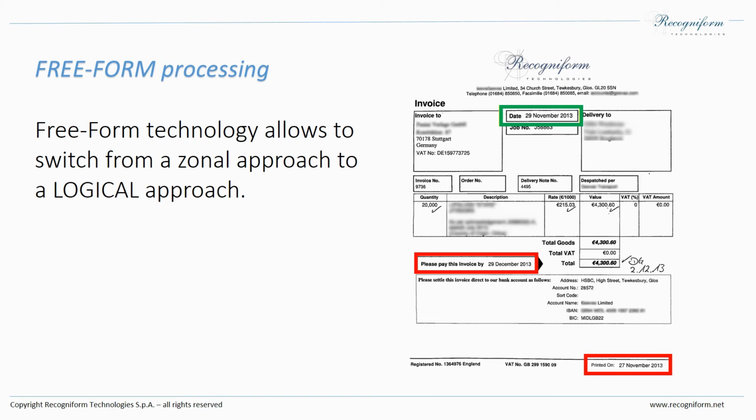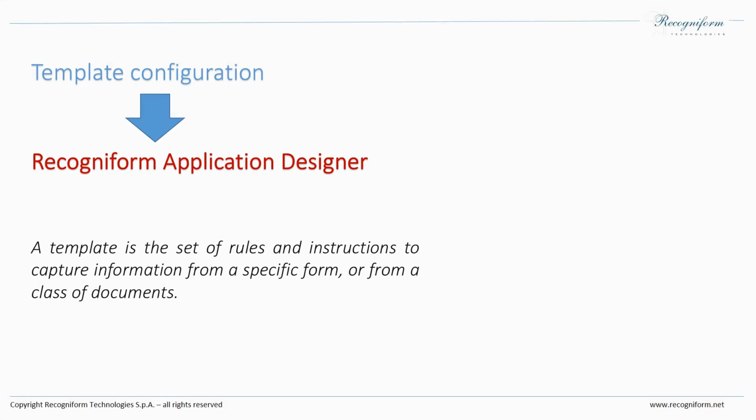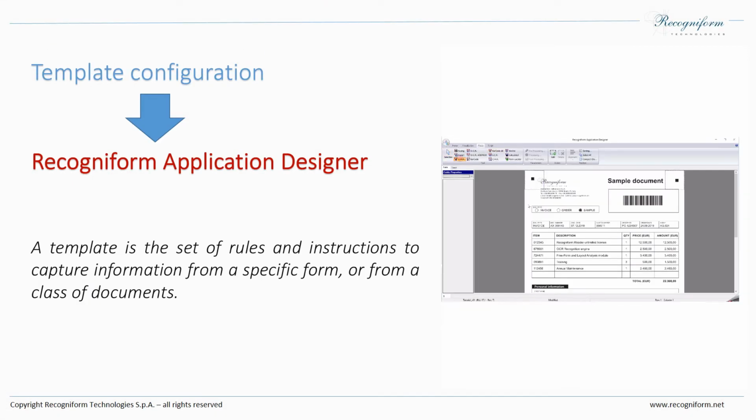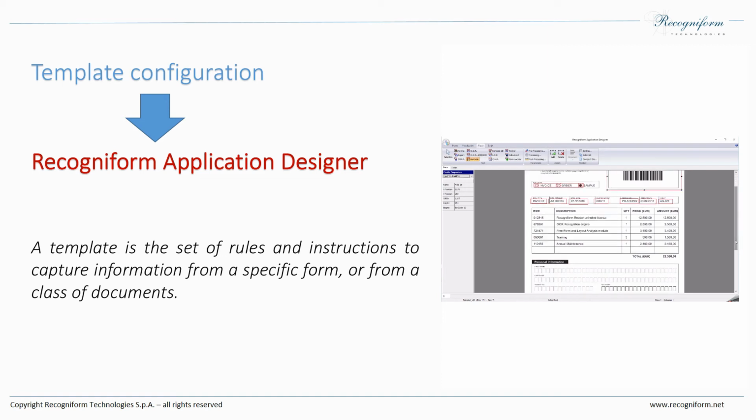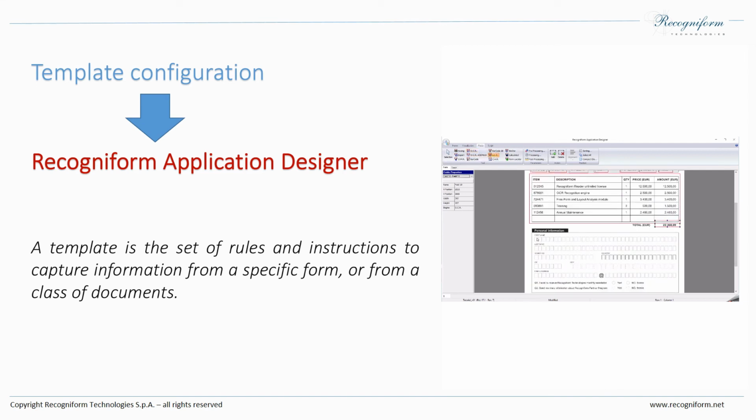According to the kind of documents to process, a zonal or a free-form template will be required. A template is the set of rules and instructions to capture information from a specific form, or from a class of documents. Template configuration is made using Recogniform Application Designer, a powerful tool that allows you to easily configure and customize recognition templates. To get more details about Recogniform Application Designer, look at the Designer Tutorials section.